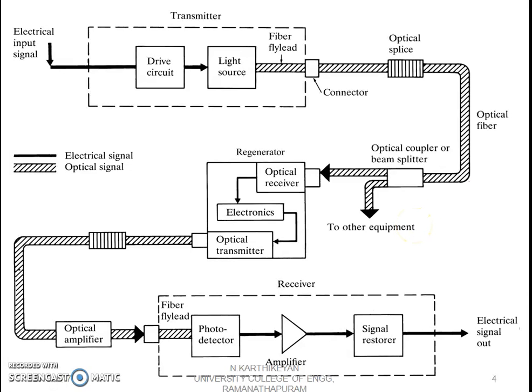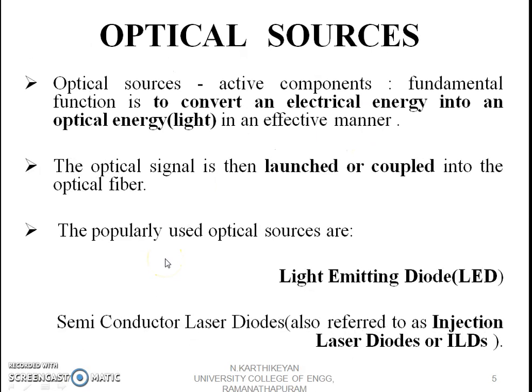Then there are major factors that limit the distance between the transmitter and the receiver. Some of them are attenuation, dispersion, and the conductor size, that is the fiber optical size. The major limitation factor is attenuation, which is measured in dB per kilometer. These are the things I have already explained in the previous block.